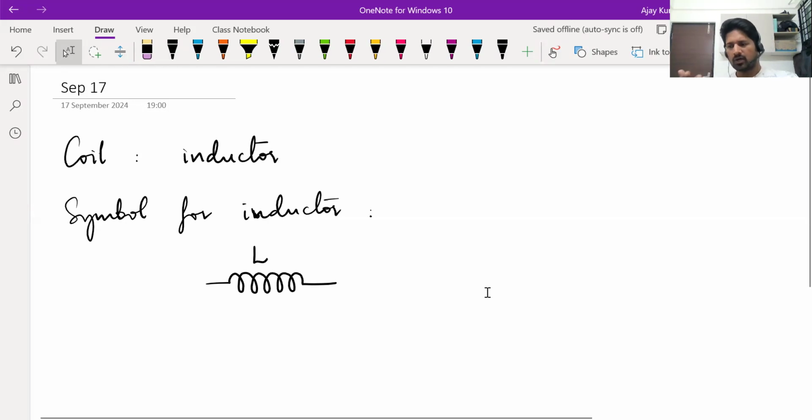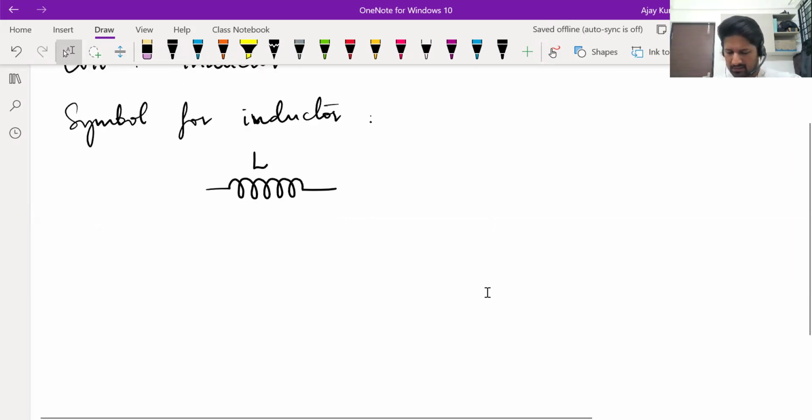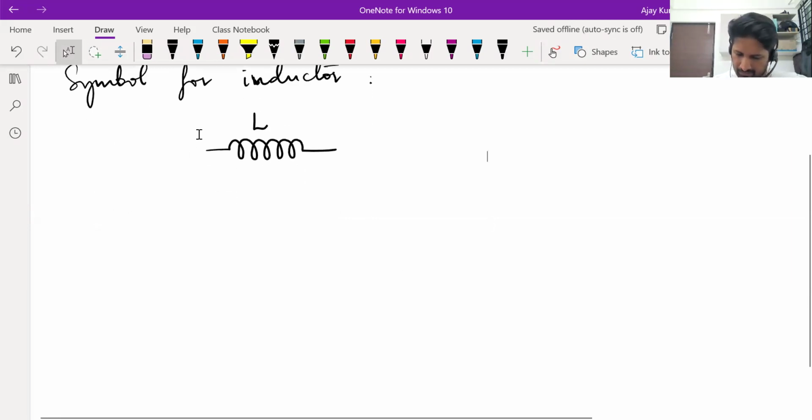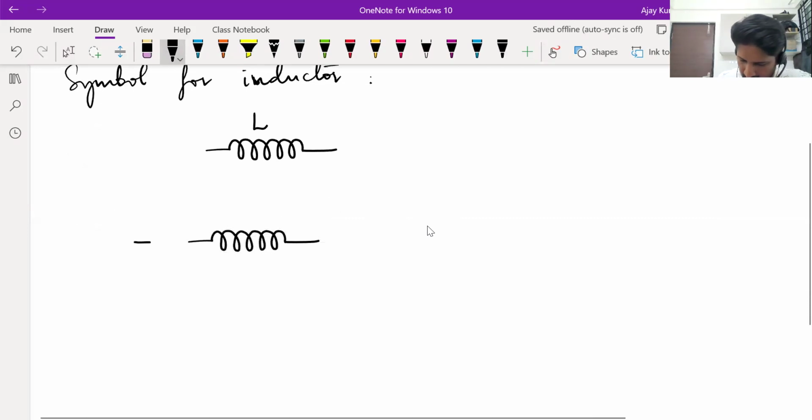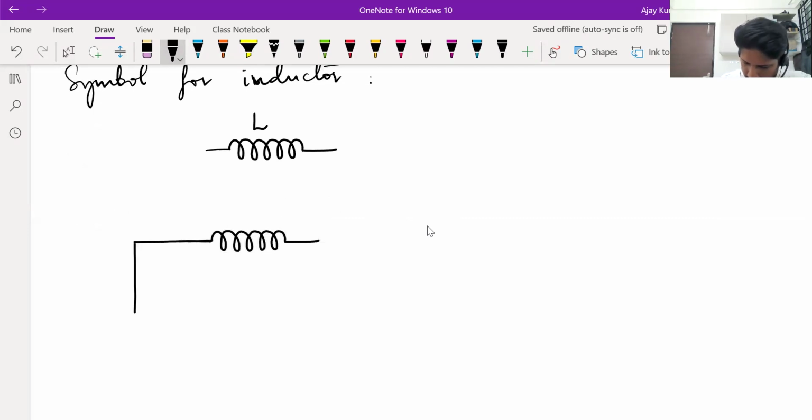Okay. Now, what happens when current passes through the coil? A magnetic field gets set up and the magnetic field produces flux. Now consider something like this. Let's say there is this coil in a circuit. Let's understand what an inductor does to a circuit. Assume there's a switch which is initially open, a battery, and some resistance in the circuit.